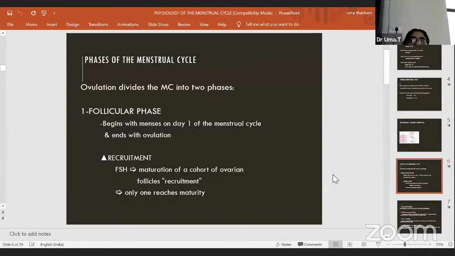Okay. The phases of the menstrual cycle. The menstrual cycle is divided into two phases: the follicular phase, which begins with the menses on day 1 of the menstrual cycle and ends with ovulation. And it essentially consists of recruitment of the follicles.